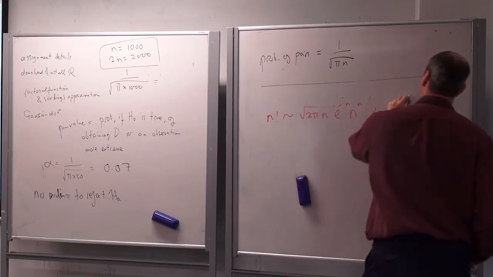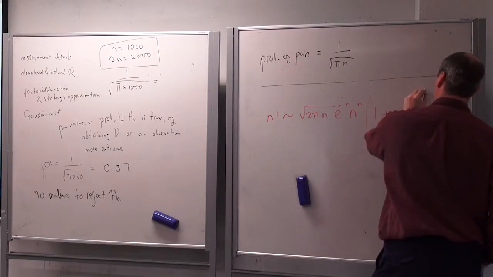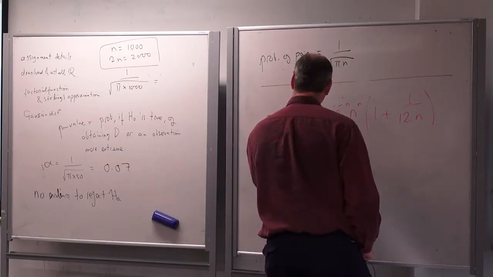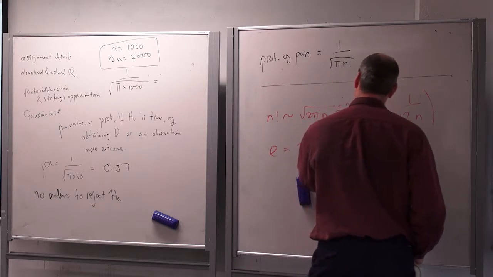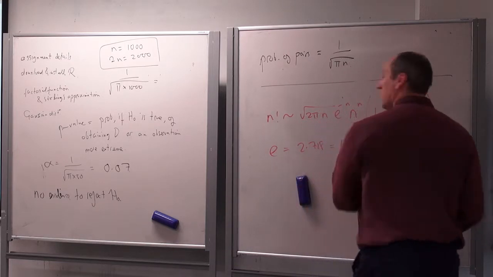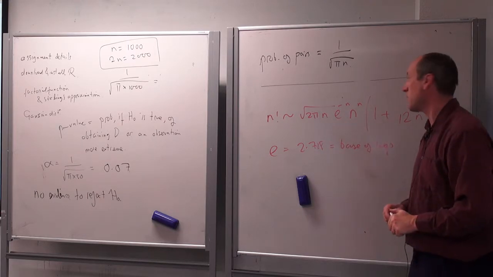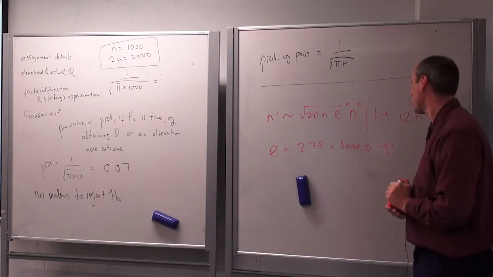times 1 plus 1 over... I'm sorry, what is e again? E is 2.718, the base of natural logs. Yeah, it's just a number that occurs in mathematics. It's like pi, it just crops up in mathematics.